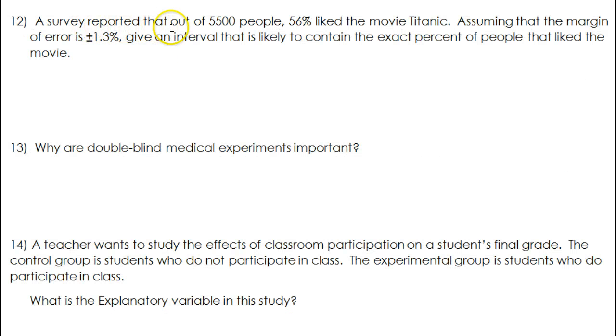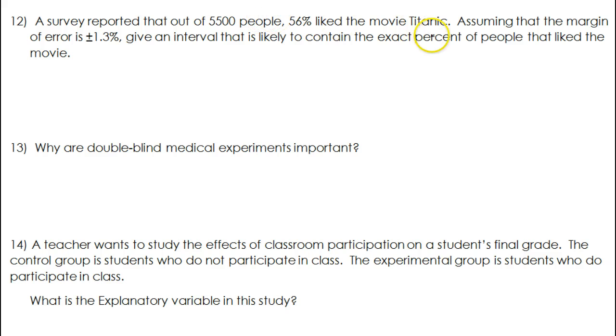A survey reported that out of 5,500 people, 56% liked the movie Titanic. Assuming that the margin of error is plus or minus 1.3%, give an interval that is likely to contain the exact percent of people that liked the movie. Well, all we have to do is add and subtract the margin of error to the percentage that was given by the sample.